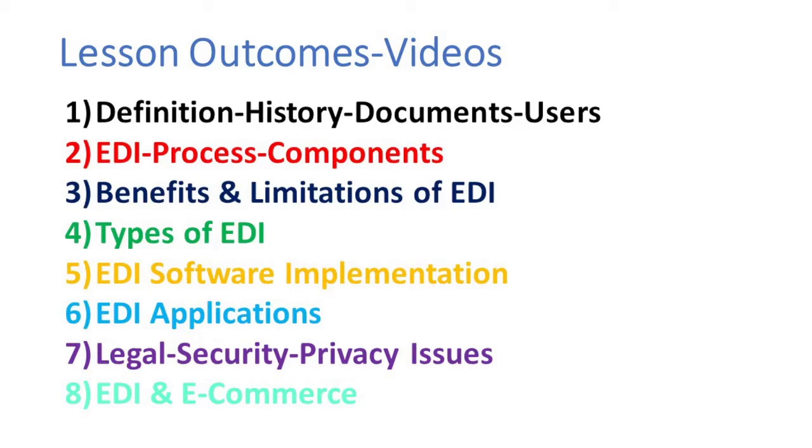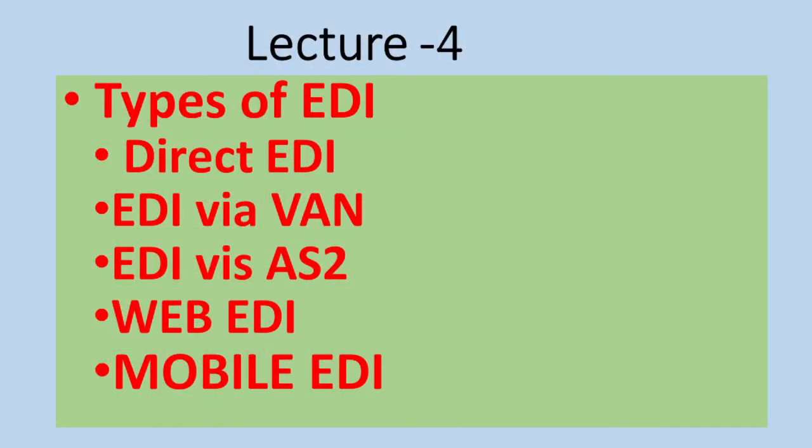Look at the types of EDI. One is direct EDI, EDI through WAN, EDI through AS2, web EDI, and mobile EDI. This is an important question. You have to answer it in the examination. How many types of EDI are there? Five types are there. What are they? Direct EDI, EDI through WAN, EDI through AS2, web EDI, and another one is mobile EDI.